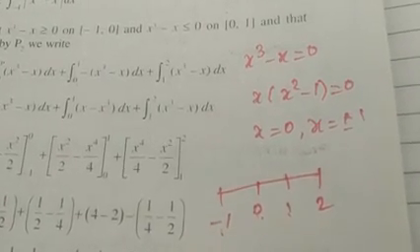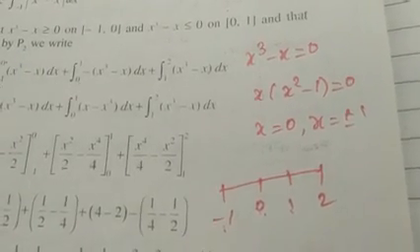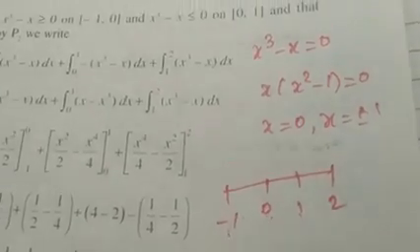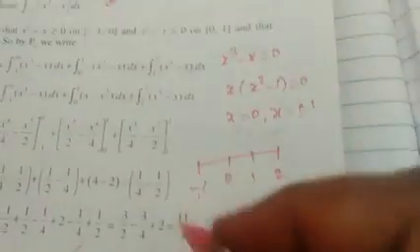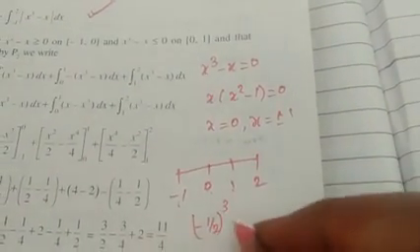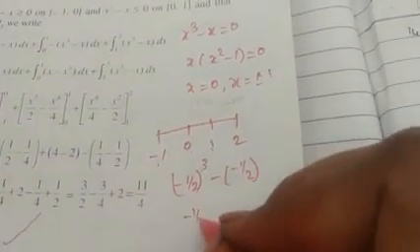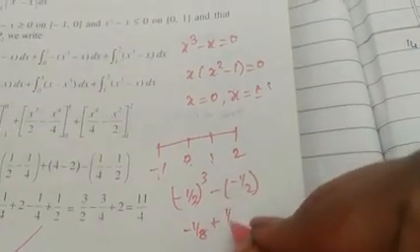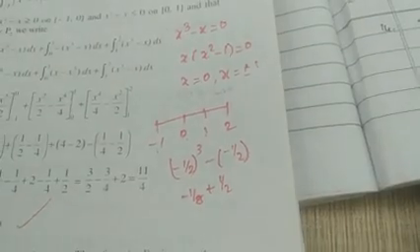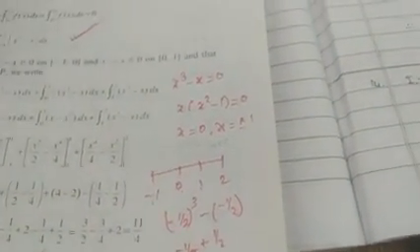Take any value between minus 1 and 0 and substitute in the given function. The function is x cube minus x. Let us take minus 0.5. When you substitute minus half the whole cube, minus of minus half, what will you get? Minus 1 by 8 plus 1 by 2. 1 by 2 is nothing but 0.5. It is some value less than 0.5. Therefore, you will be getting a positive value.